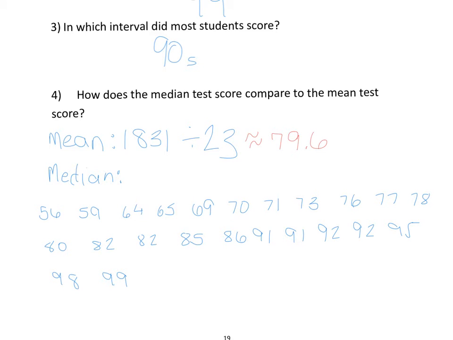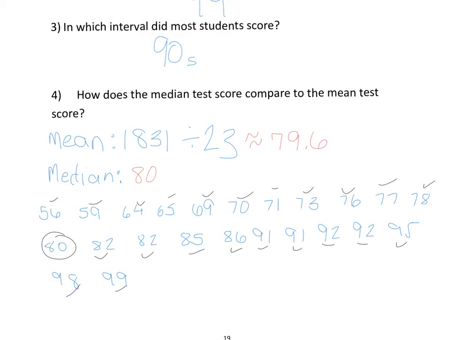All right, there's all 23 numbers. So now we go through, and we're going to mark them off. Almost done. And we get 80. So our median is 80.